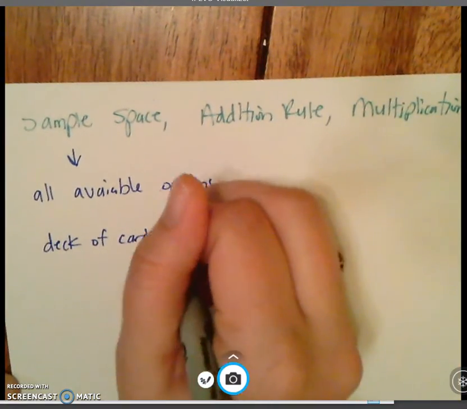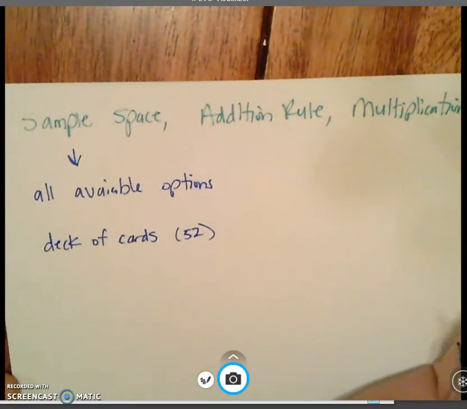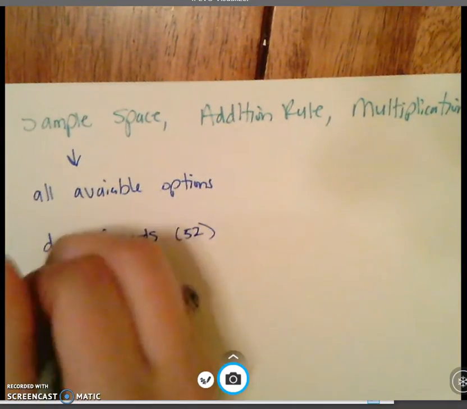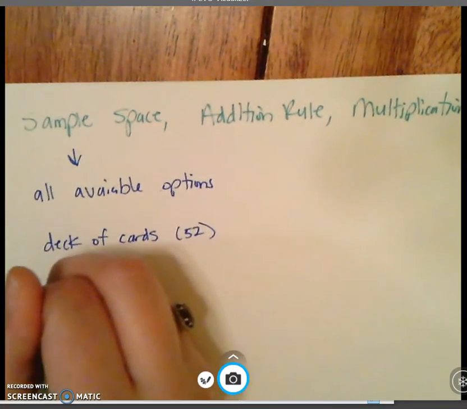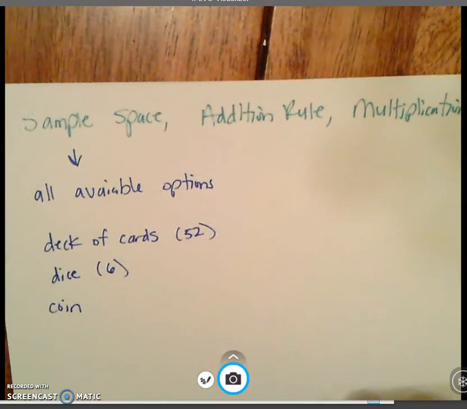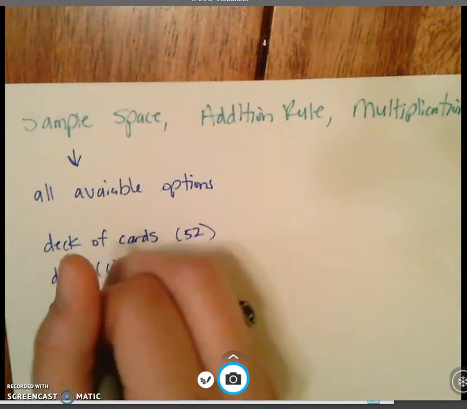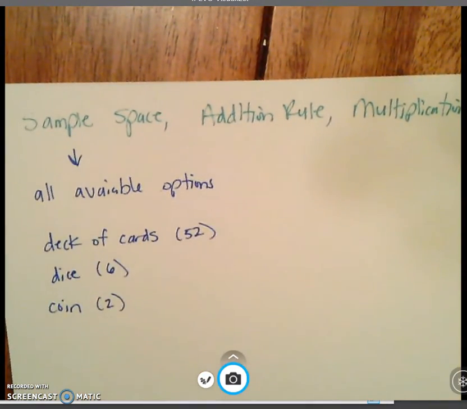In a deck of cards, there are 52 cards. That means your sample space is all 52 cards. On a die, there are 6 faces. So the sample space for a die is 6. For a coin, you can get either heads or tails. The sample space is 2. So, etc. You're listing all of your possible options. Okay? Now, try not to get too messed up on their fancy notation.